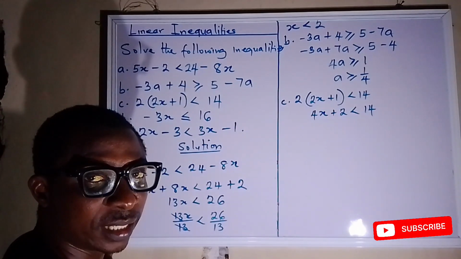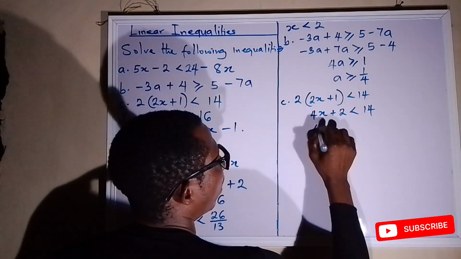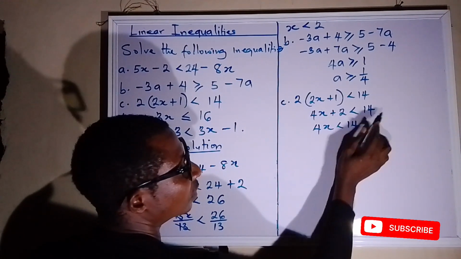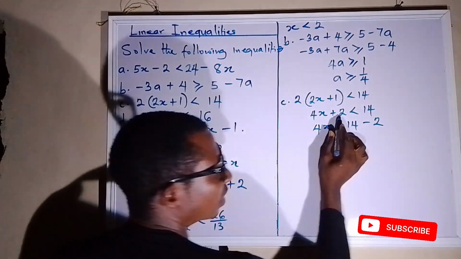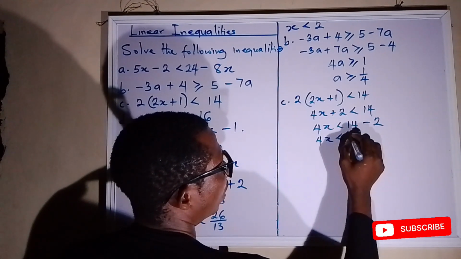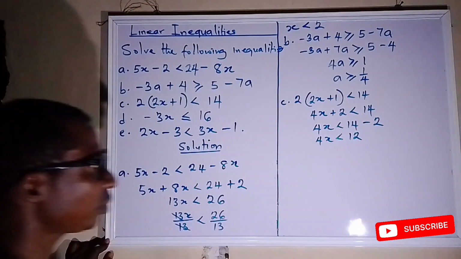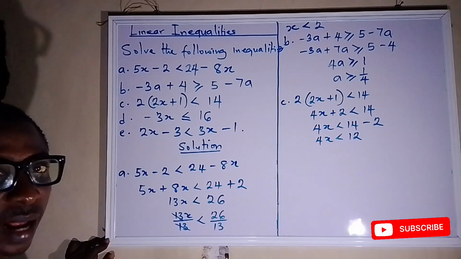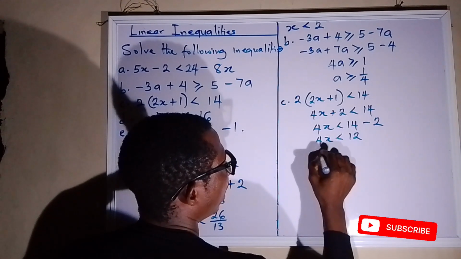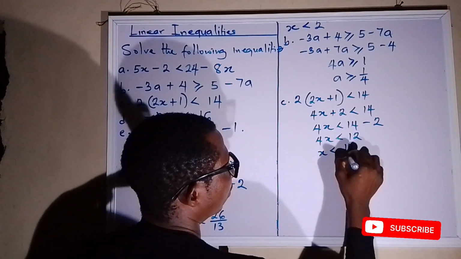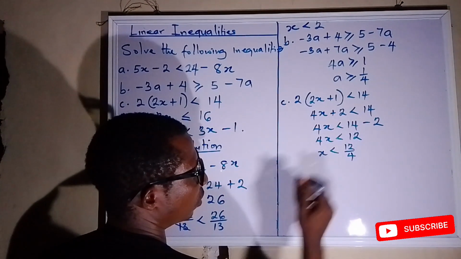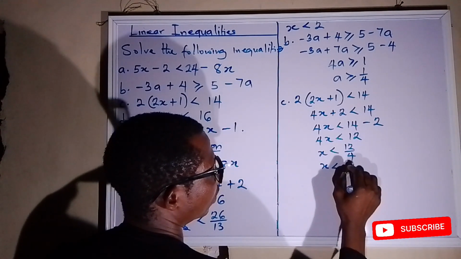Now the next thing is to collect the like terms. So we have 4x is less than 14. Now this one we move to this side, so that is going to be minus 2. The sign will change. So we have 4x is less than, now this one gives us what? 12. So now the next thing is to divide both sides by 4. So when you do that, we have x is less than 12 over 4. When you divide this one by 4, you have this. Divide this by 4, so you have that. So that means x is less than 3.